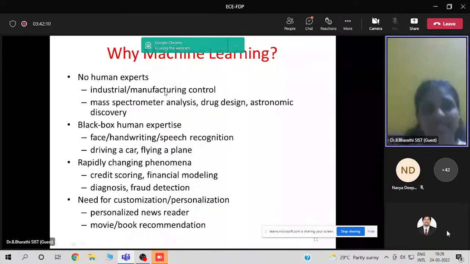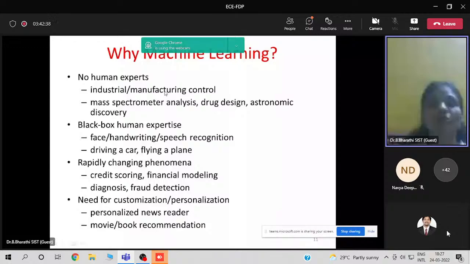Say, for example, I want to control a manufacturing process, or I want to do a drug analysis or an astronomic discovery or something like this, where just the knowledge of a human expert will not be enough. You need human expertise where the expertise is complex to describe and it is still repetitive. So in that case, we start applying our machine learning algorithms, where they tend to give us better results.